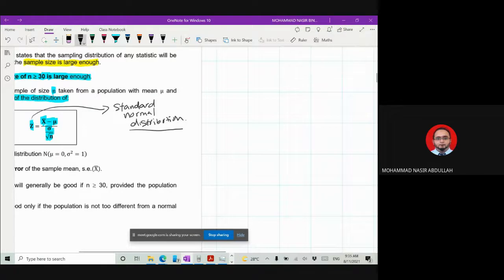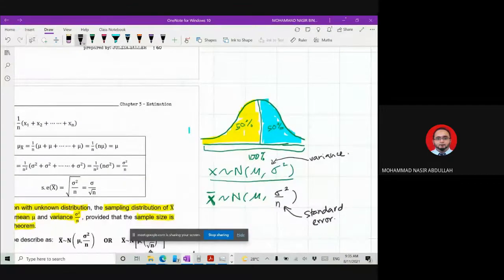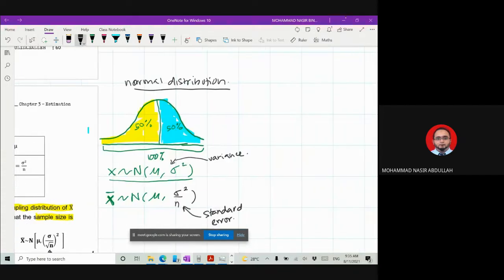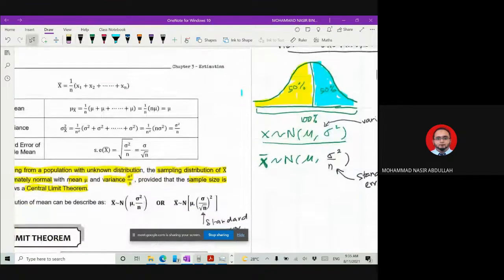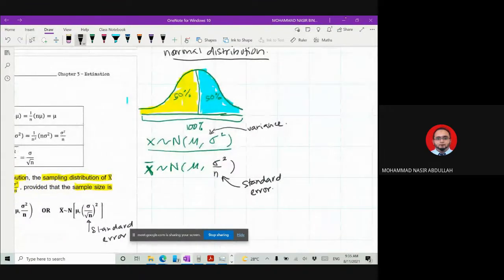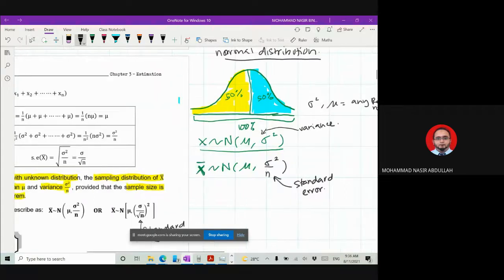For the standard normal distribution, earlier we looked at the characteristics of the normal distribution, right? This is a normal distribution, which is the PDF. I cannot show the PDF yet. The parameters involved for the normal distribution are mu and sigma squared. Mu here can be any real number, right? And mu and sigma squared can be any real number.